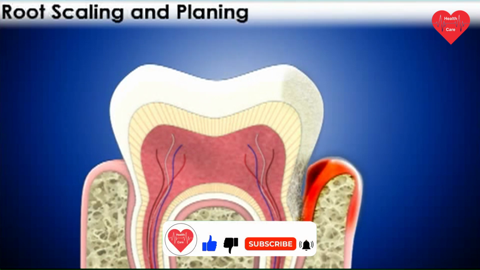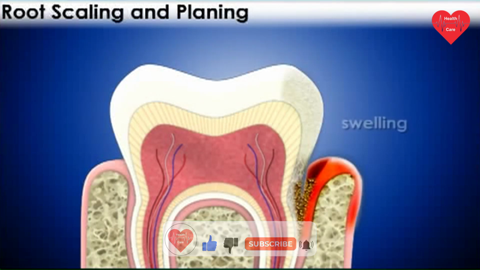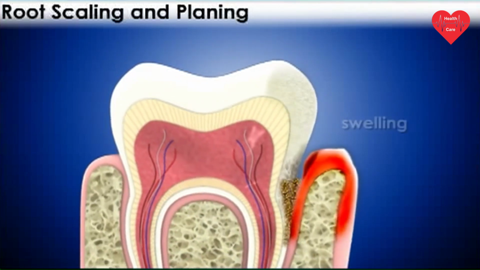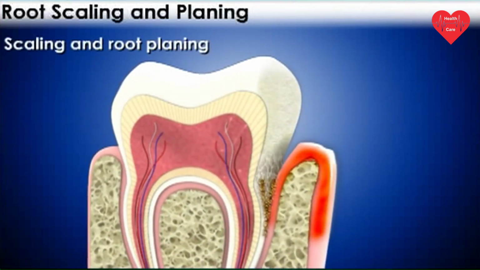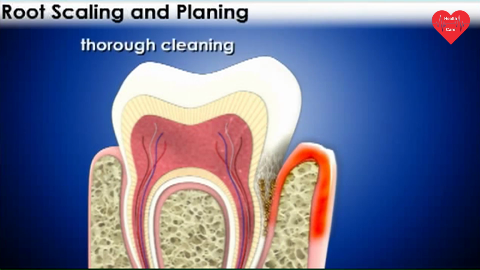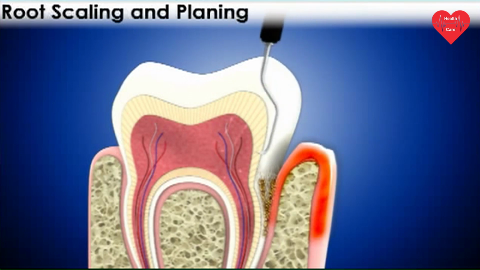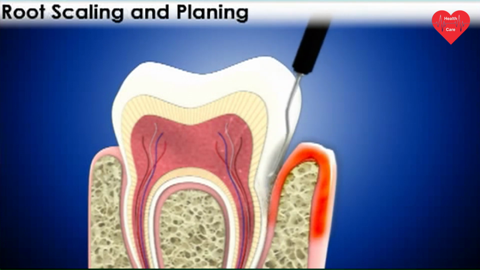The plaque continues to build up and release toxic, poisonous waste products, which causes more swelling. Therefore, scaling and root planing can be recommended as the first step in actively controlling the periodontal disease. It consists of a thorough cleaning and smoothing of surfaces of tooth and root to remove plaque below the gum line.